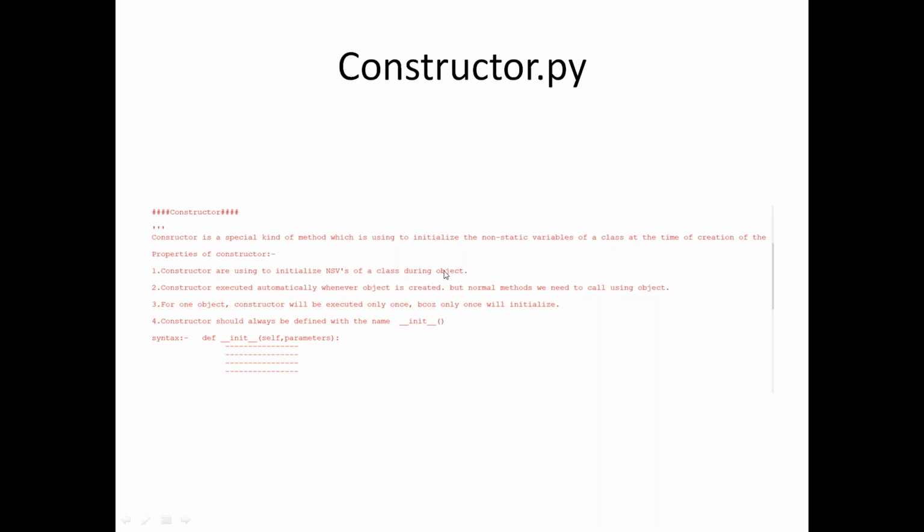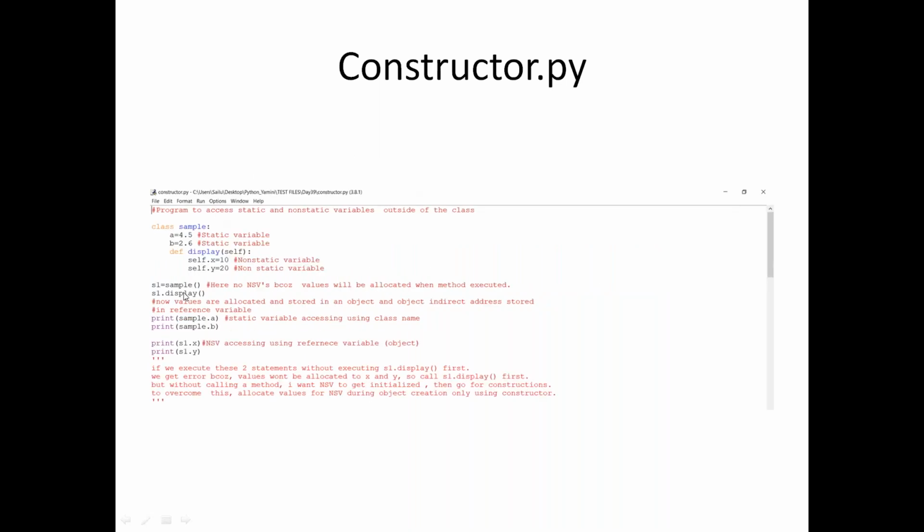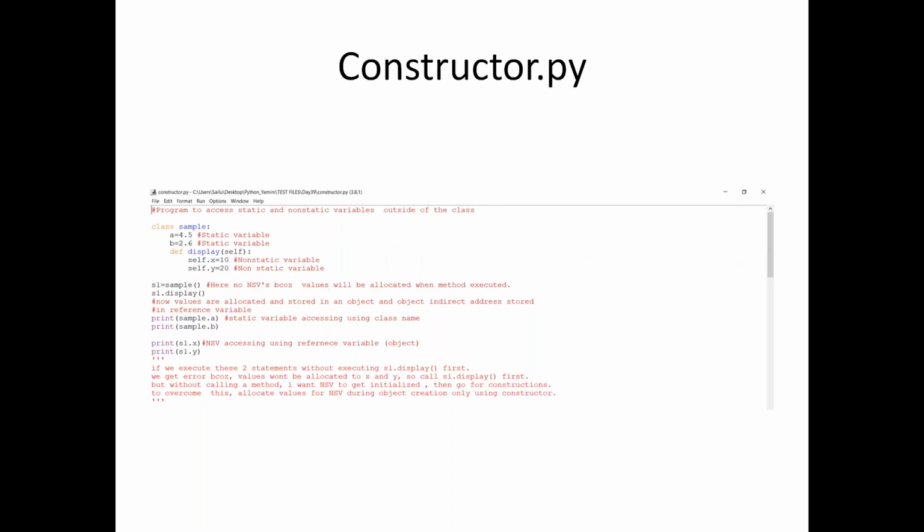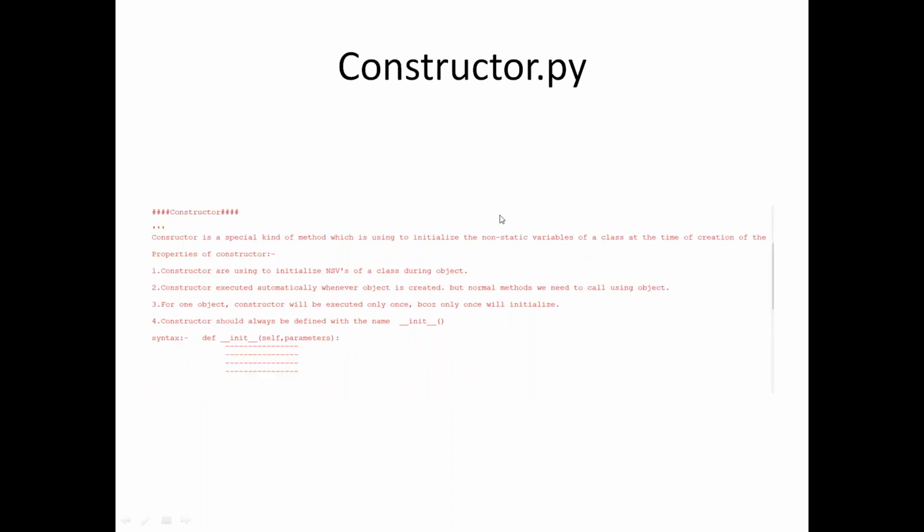So here, it is not required to give two steps. One, S1 equal to sample. The next step, S1.display. When I give these two steps, then only the NSVs can be accepted. In S1 equal to sample, the address is going to be created. With S1.display, the NSVs, non-static variable data, will be stored in the S1 object or reference variable object. So it is not required to give the second step called S1.display because of the constructor.